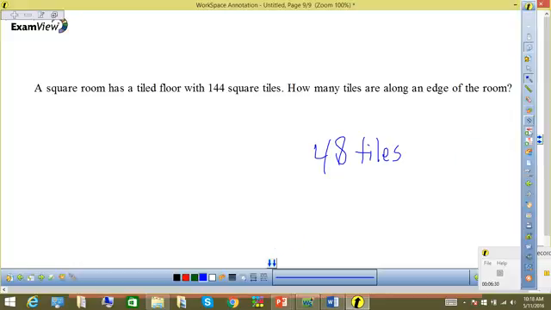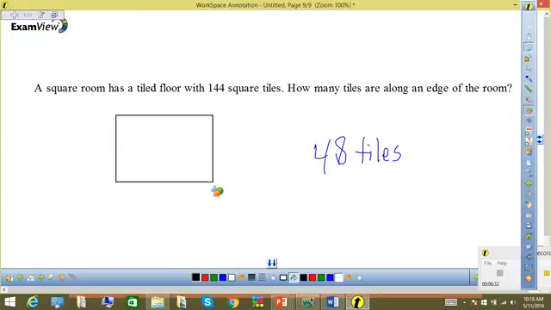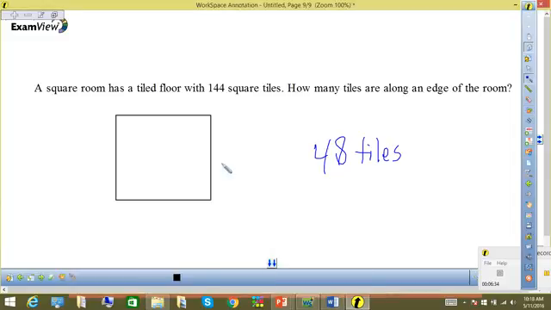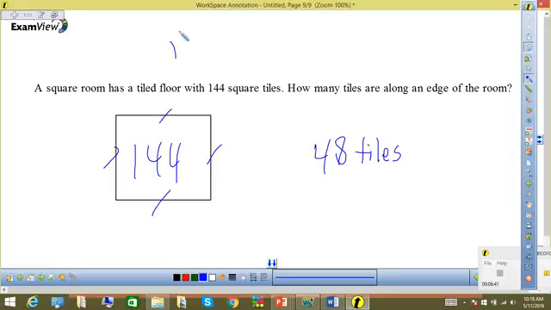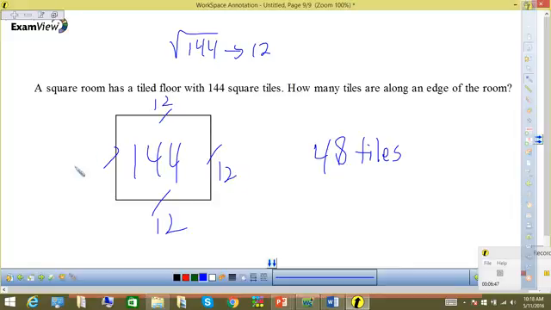That is correct. So once again, you drew your square. We know that this is 144 tiles in here, but they want the sides, and we said this is a square, so that means we take the square root of 144, which is 12. And if there are 12 tiles on each side, all we have to do is multiply 12 times 4, or add 12, 12, 12, 12, and that gives us 48. All right, let's move on. Let's go to the next one.